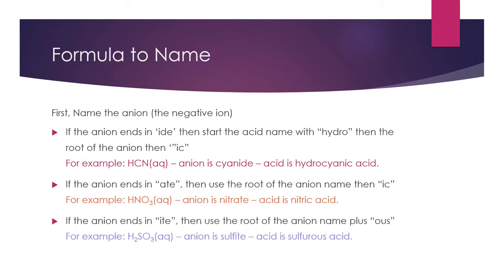If the anion ends in "ite", then use the root of the anion name plus "ous". For example, H2SO3, the anion is sulfite, so the acid is sulfurous acid.